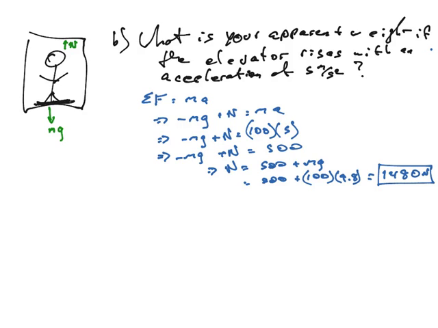The mathematics says my true weight is only 980. Here I calculate my apparent weight to be 1480. That is bigger, so it works. It matches my intuition. I expect a heavier weight. I calculated a heavier weight. What about part C? Part C is almost identical, only this time find the apparent weight.